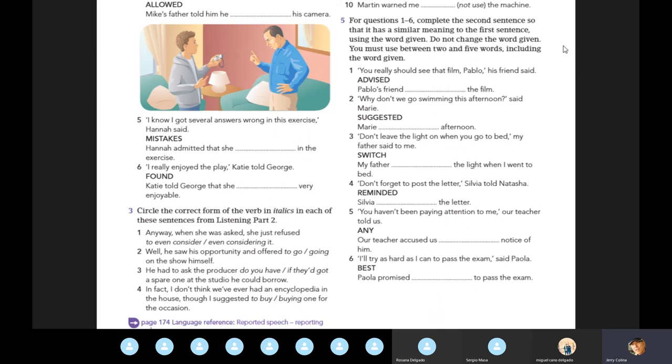Then, you really should see the film. You really should see that film, Pablo, his friend said. And now, a similar sentence using advised. So it is something like, Pablo's friend advised him to see the film. I separate this because they are going to evaluate this way. They are going to give me one mark for advised him and the second mark for to see. But what about the rest?